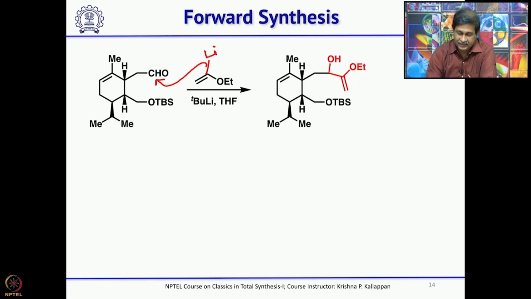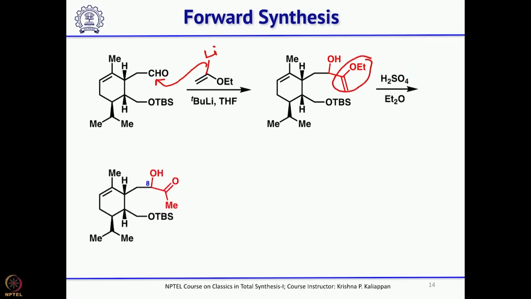Okay. And this is enol ether, is it not? This is still enol ether. So, the enol ether upon hydrolysis with acid, you will get the corresponding ketone. Okay.